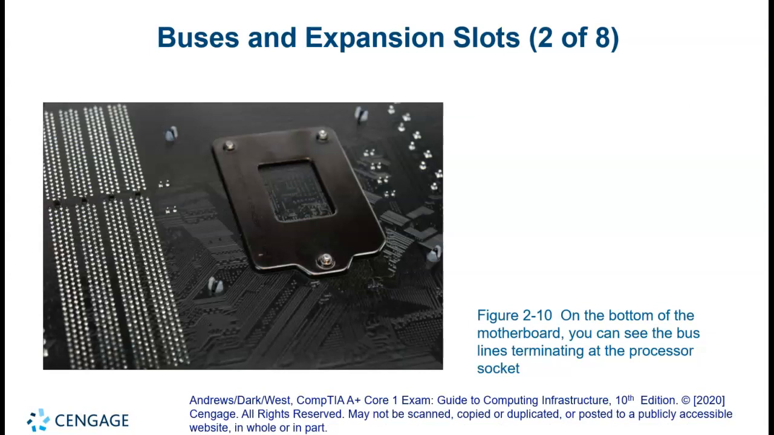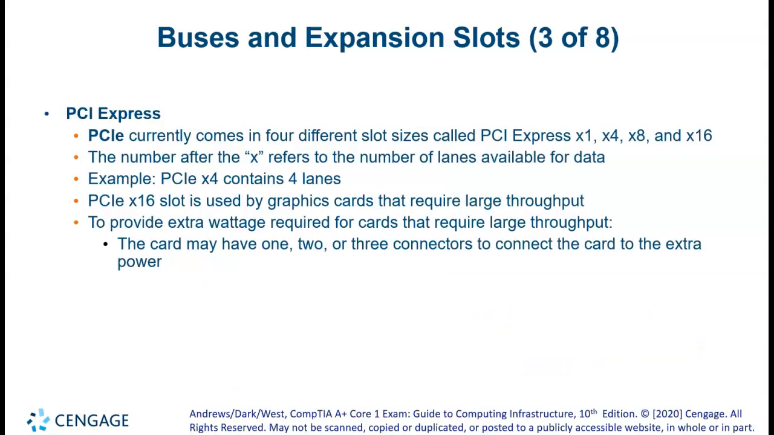Here's the trace. On the bottom of the motherboard, you can see bus lines terminating at the processor socket. PCI Express, PCIe, currently comes in 4 different slots: PCI Express X1, X4, X8, and X16. The number X refers to the number of lanes available for the data. For example, PCIe X4 contains 4 lanes.